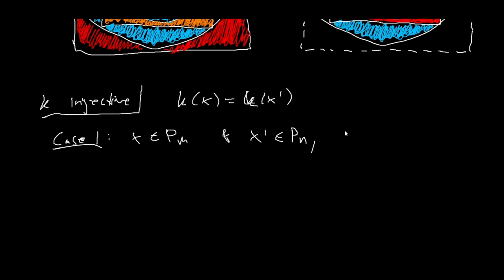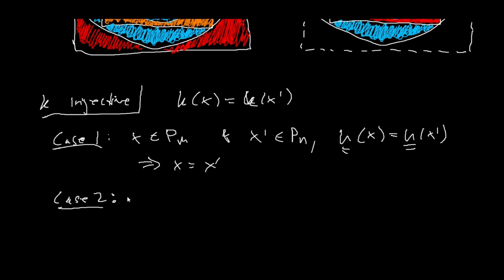But then we have h of x is h of x prime, and h is injective, so it follows that x equals x prime. Case 2 is that x is not in any of the sets Pm, but x prime is in one of the sets Pn.